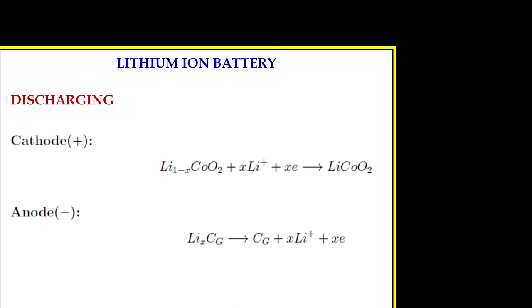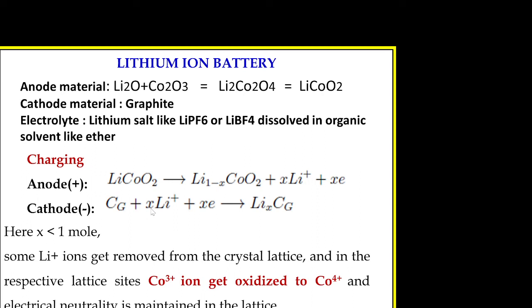During discharging, the reverse of the charging process happens. If you know the charging reactions, you need not study the discharging process separately. For the positive electrode, the reverse of this reaction happens; just put the arrow in the reverse direction. So Li(1-x)CoO2 + xLi+ + xe- gives LiCoO2. The positive electrode is the cathode in the discharging process, because during discharging the cell acts as an electrochemical cell, meaning chemical energy is converted to electrical energy, and you have to take the reverse order.